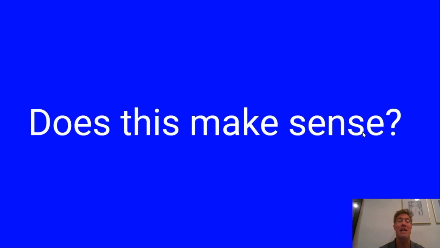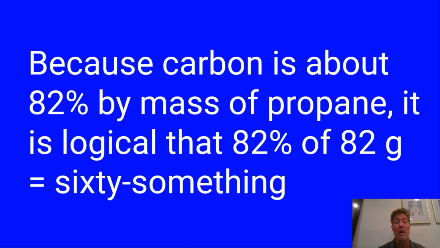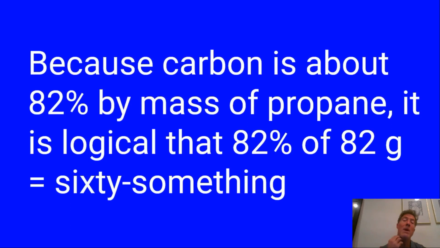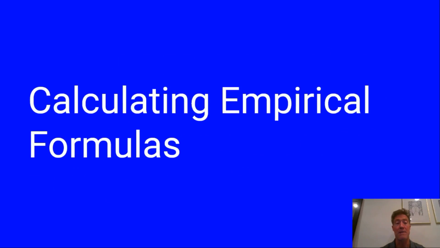Does this answer make sense? Well, sure. Roughly 80% of 80 is 8 times 8, which is 64, so 0.8 of 82 is going to be something in the 60s, and so that makes sense.